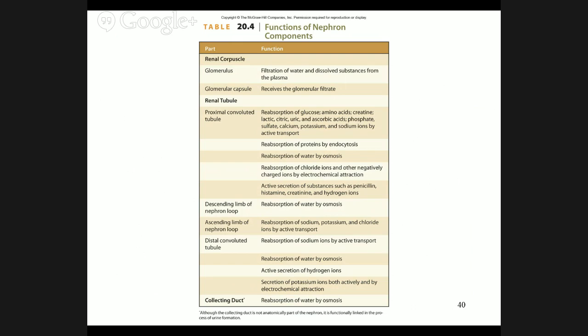The descending loop, there's reabsorption of water by osmosis. The ascending loop, there's reabsorption of sodium, potassium, and chloride. The distal convoluted tubule, there's reabsorption of sodium ions, reabsorption of water, but there's active secretion of hydrogen ions and secretion of potassium ions, both actively and by electrochemical attraction. And then when we talk about the collecting duct, there's reabsorption of water by osmosis.